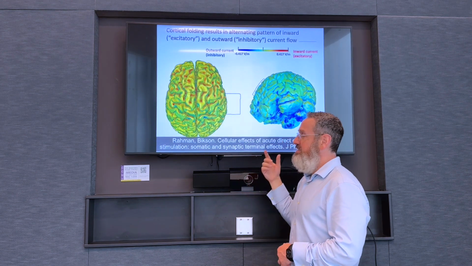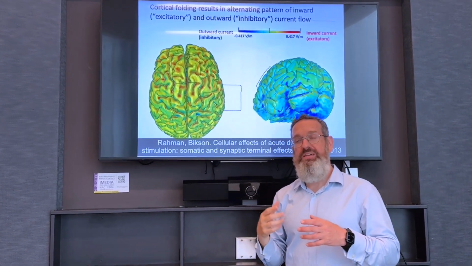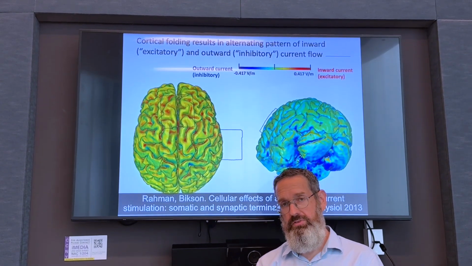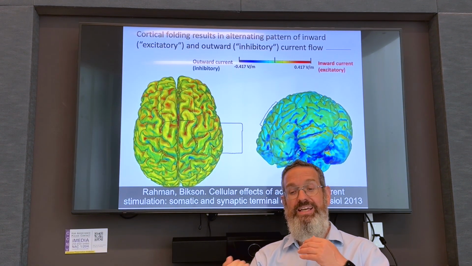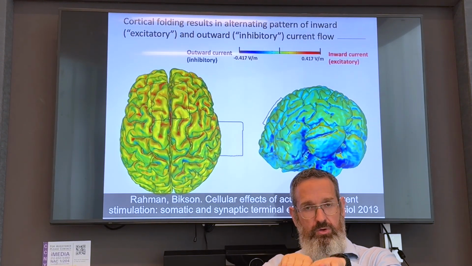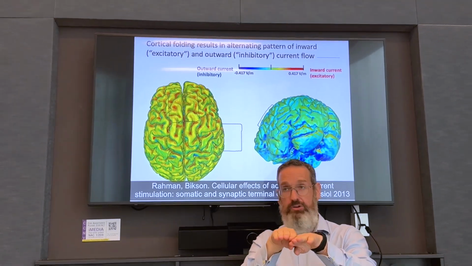We can take this a step further and represent not simply where the current is flowing, but where is it flowing in and when it is flowing out. Radial in and radial out.